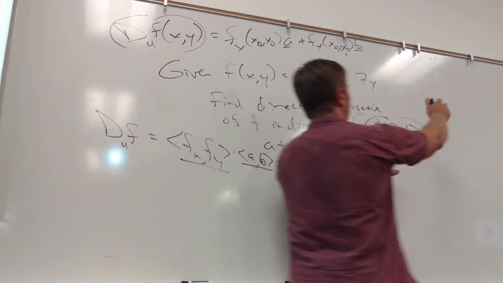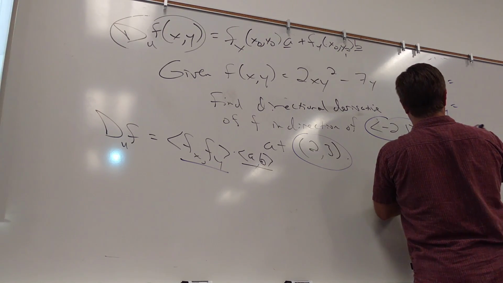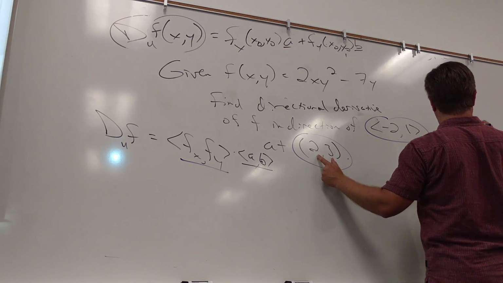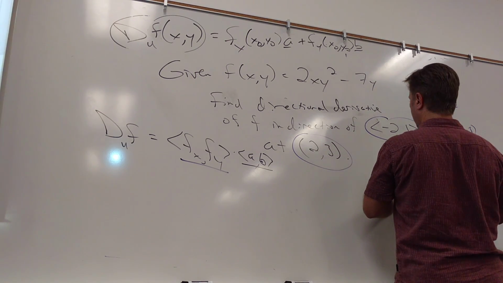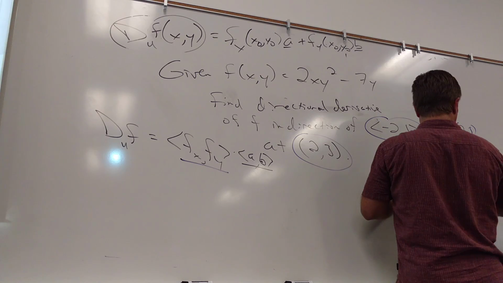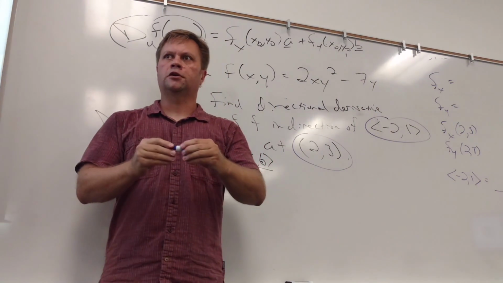So I have several things I got to work out on the side. I can figure out what fx is, what fy is, then what fx at 2, 3 is, fy at 2, 3, and then finally convert negative 2, 1 into a unit vector. So do all that. I'll stand here and look at you.